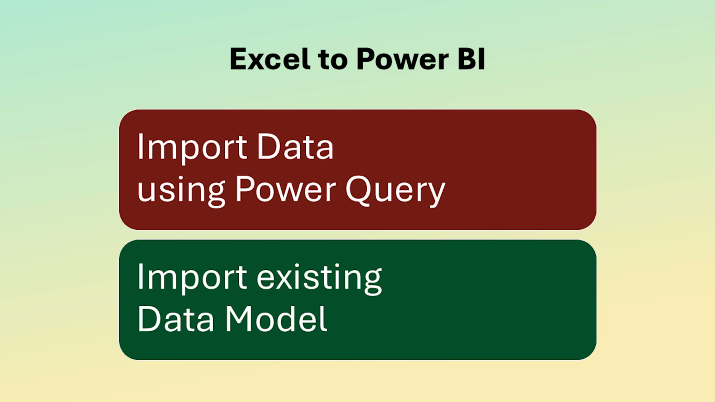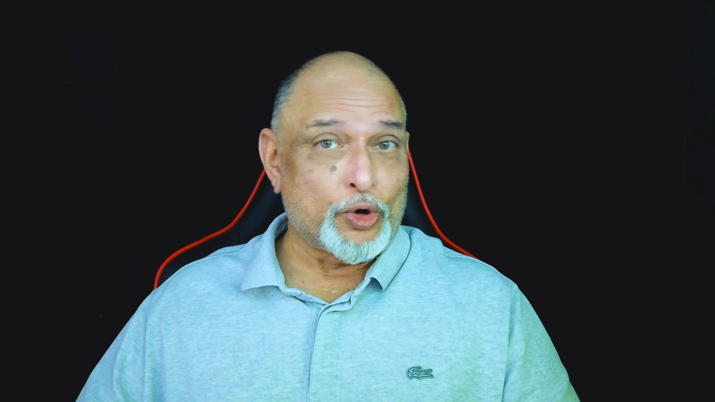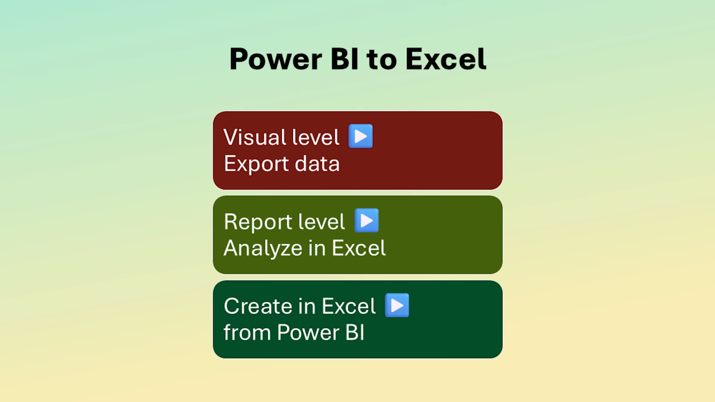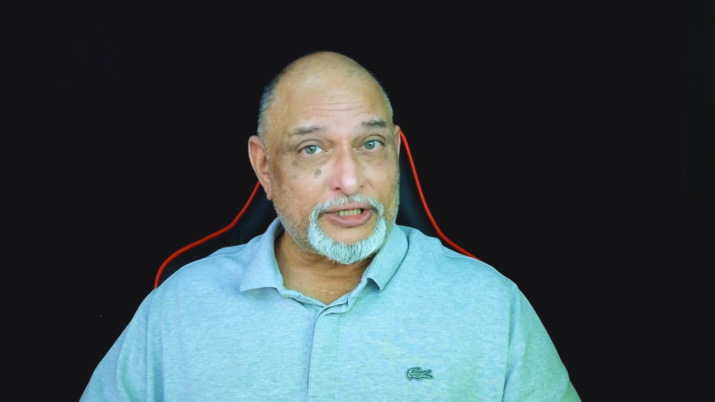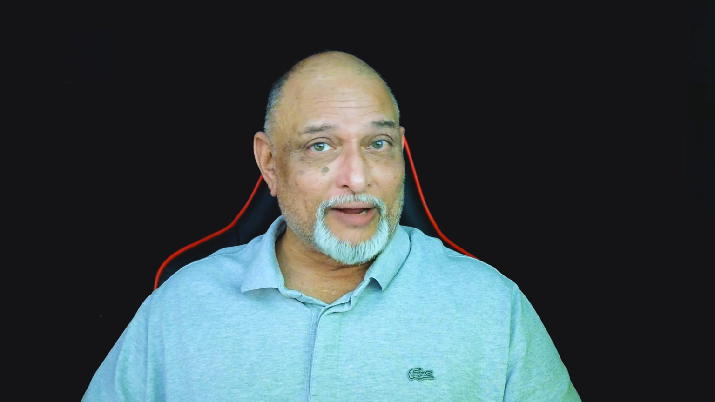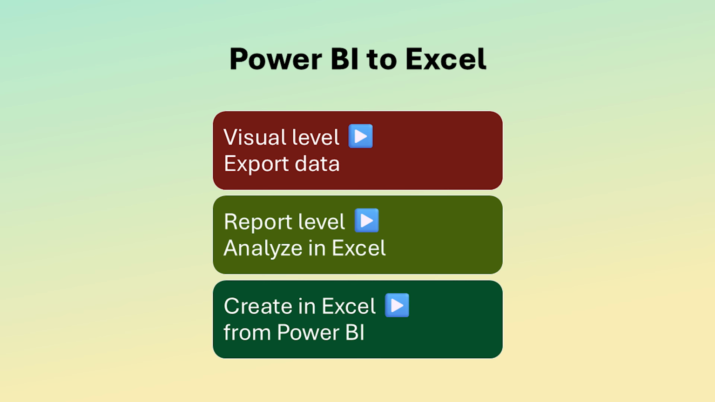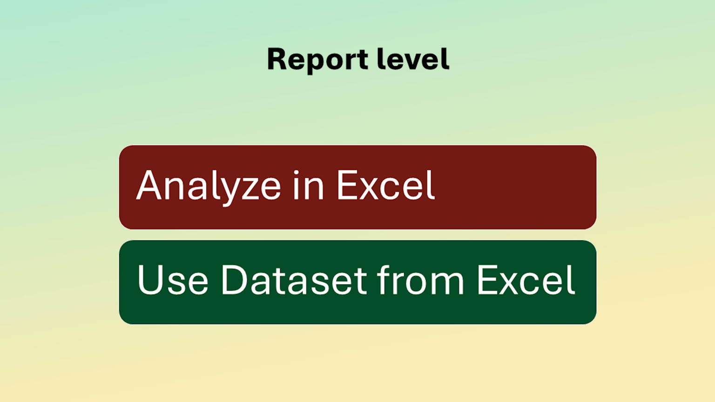The second one is you already created a data model in Excel. You just want to import it in Power BI and then start from there. Now, from Power BI to Excel, you can export data. If you are in Power BI desktop, you can click on any visual and say export data. If you have published a report, again, at a visual level, you can export data, but that's a little different. And third, at a report level, you can say analyze in Excel. Or you can go to Excel and consume or use a data set which you have already published.